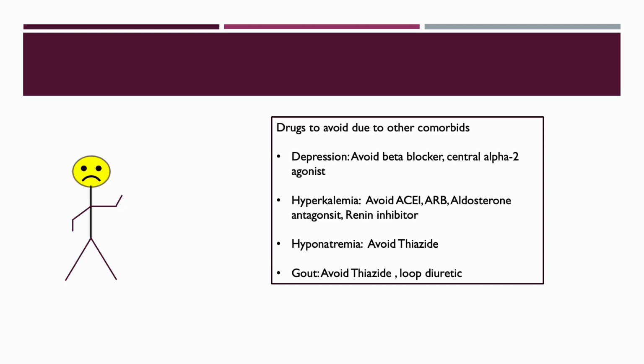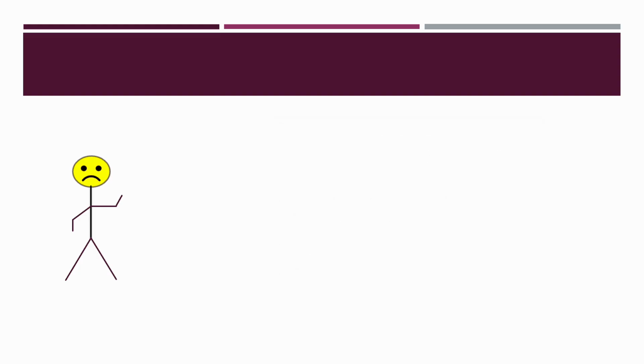Then there can be some underlying comorbidities which preclude selection of a particular agent. For example, in people with hypertension and depression, we should avoid beta blockers and centrally acting alpha 2 agonists. For patients with hyperkalemia, we have to avoid ACE inhibitors, ARBs, aldosterone antagonists, basically drugs acting on the renin-angiotensin-aldosterone system. For patients with hyponatremia, avoid thiazide. For patients with gout, we have to avoid thiazide and loop diuretics. So this slide actually explains how a particular agent can be selected.